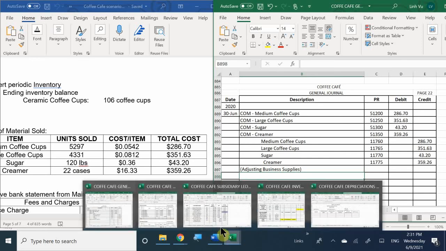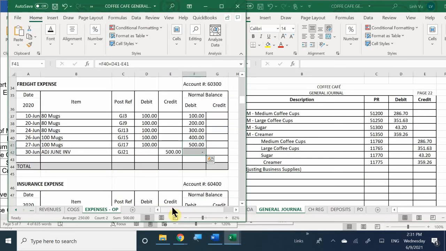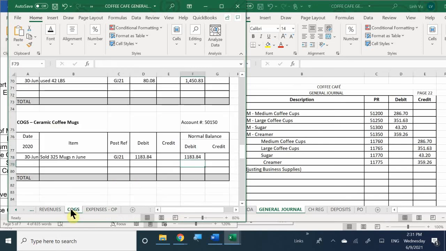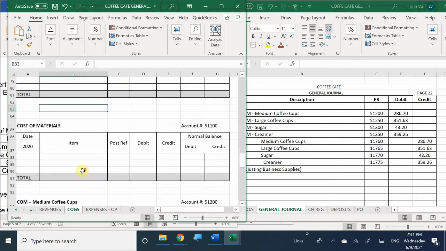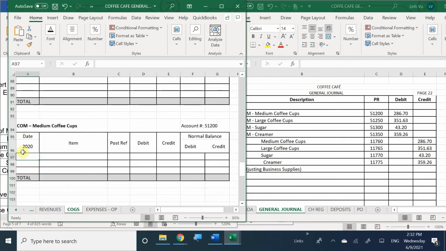Okay. So let's go to my ledger. Cost of materials, right? It's going to be under the cost of goods sold section, because this is how much it cost me to sell my coffee, how much each cup cost me to sell. All right, so cost of materials. First one I have are my medium coffee cups.